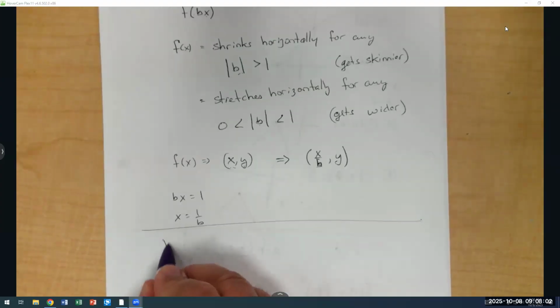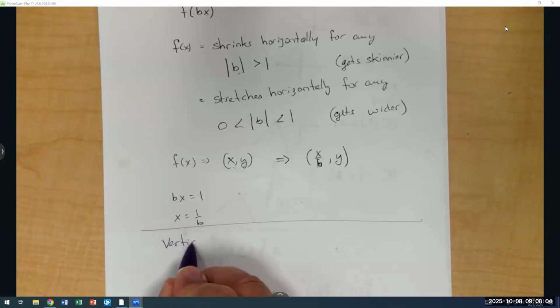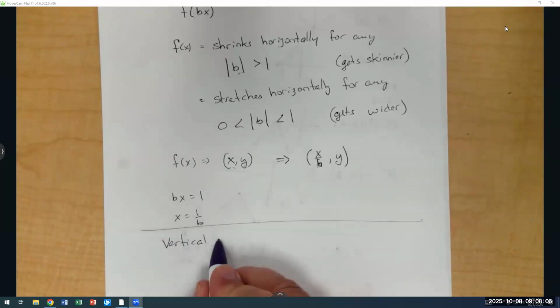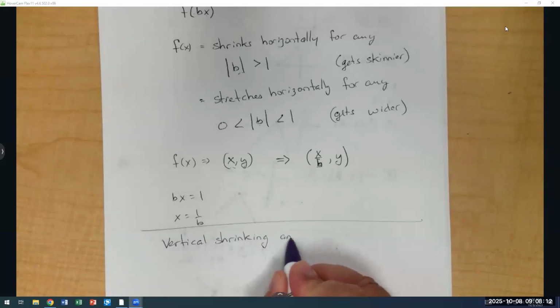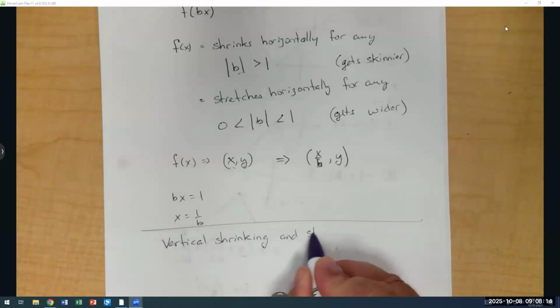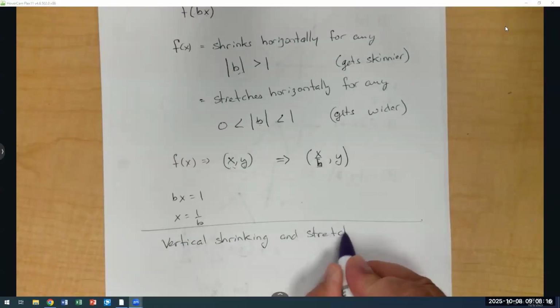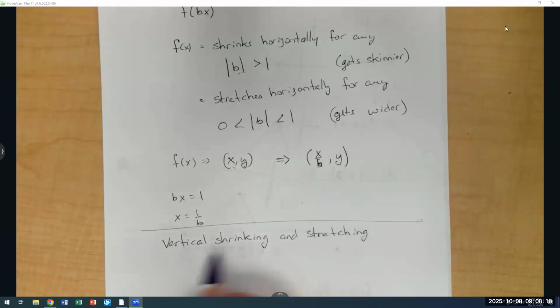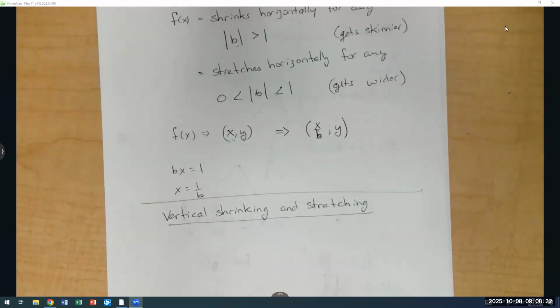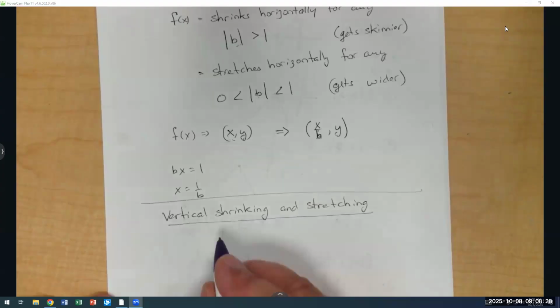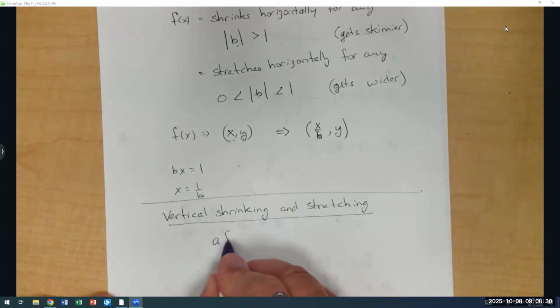And then we're going to look at vertical shrinking and stretching. Remember, if it's vertical, does it happen inside or outside? Outside. So what this one deals with, this is the a value.